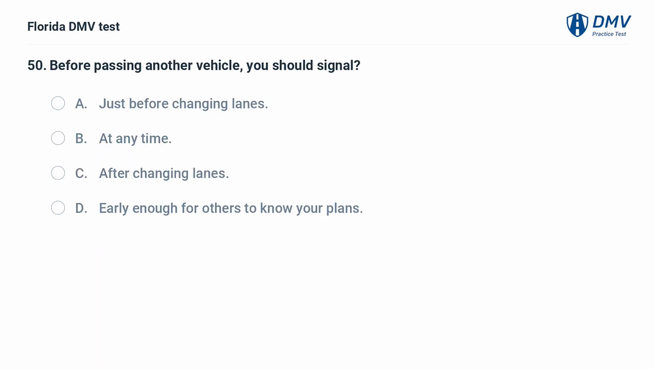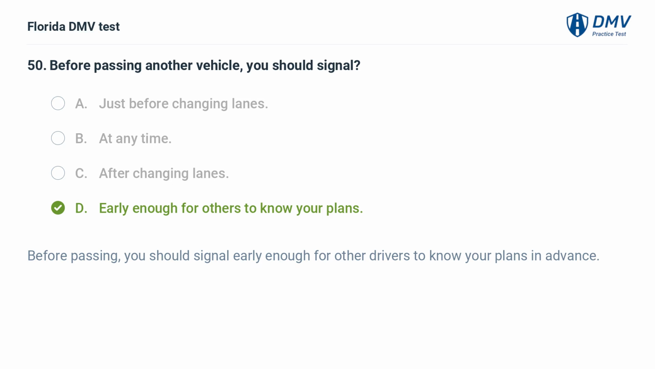Before passing another vehicle, you should signal A. Just before changing lanes. B. At any time. C. After changing lanes. D. Early enough for others to know your plans. D. Early enough for others to know your plans. Before passing, you should signal early enough for other drivers to know your plans in advance.